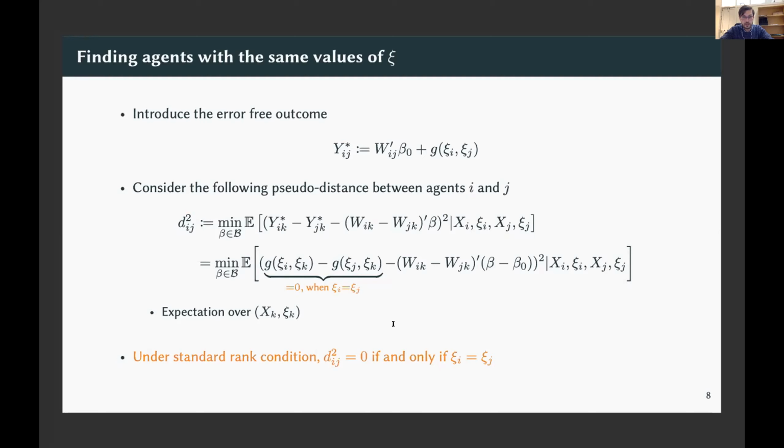However, now you can reasonably claim, well, your pseudo distance is built on some hypothetical objects, Y stars, which are not available to the researcher. So it's not actually clear if you can make any use of that pseudo distance. Now I'm going to talk about how this problem can be overcome. I want to demonstrate how this can be done and how we can exploit this pseudo distance to match agents with the same latent characteristics and different observables.